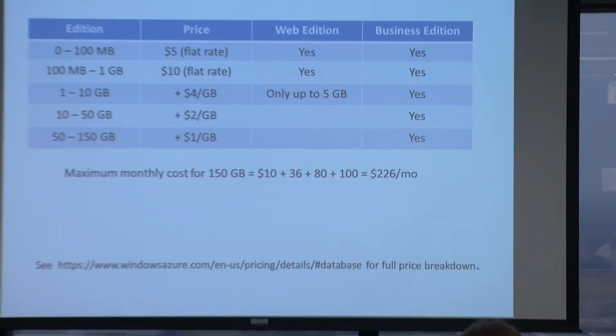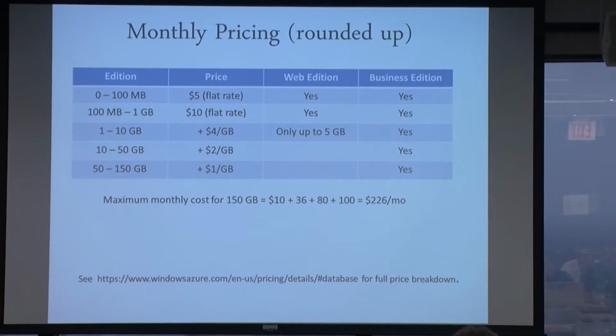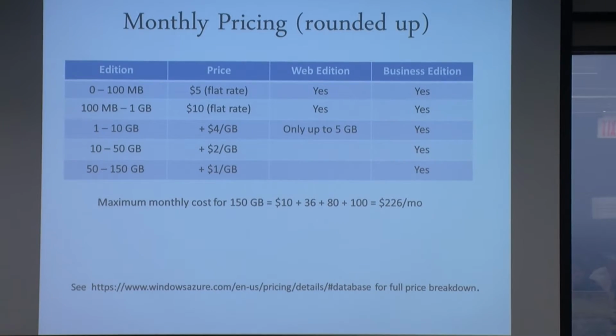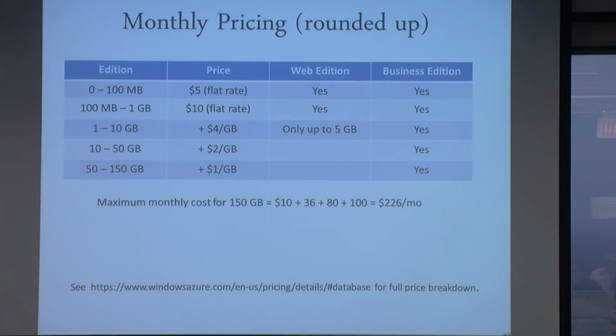And then after that, we get into the step function, where for every gig past 1 up to 10, it's $4 per gigabyte. And then 10 to 50 is $2 a gigabyte. 50 to 150 is $1 per gigabyte. And these are step functions. So that, let's say that I want to define up to 5 gigabytes or 6 gigabytes or something like that.